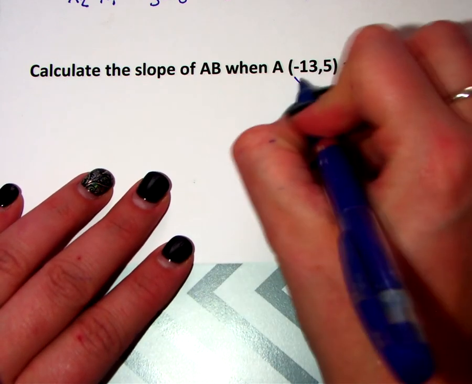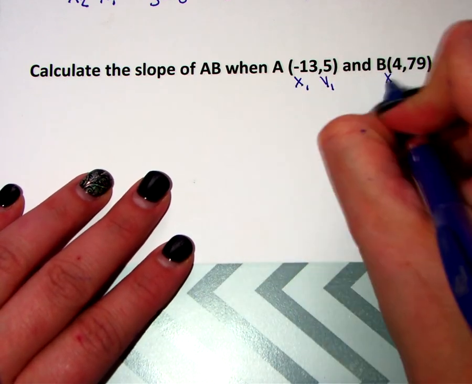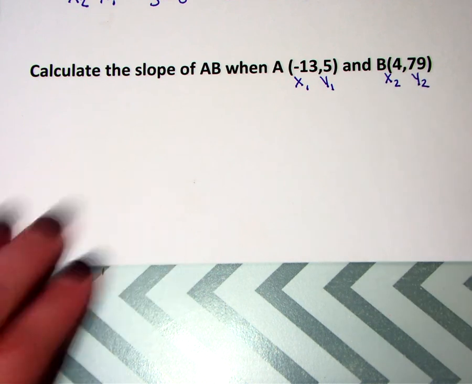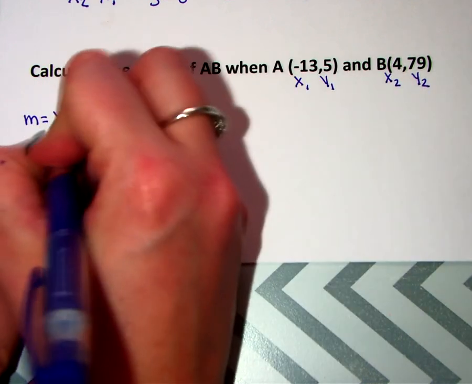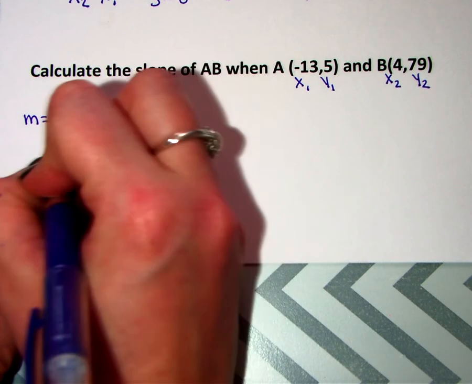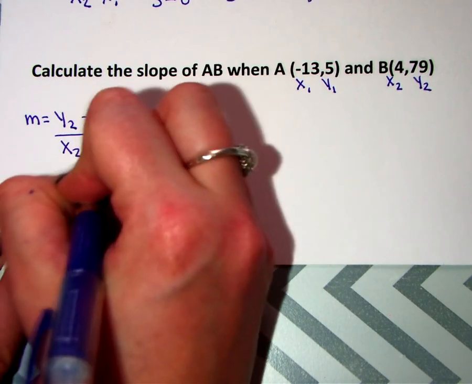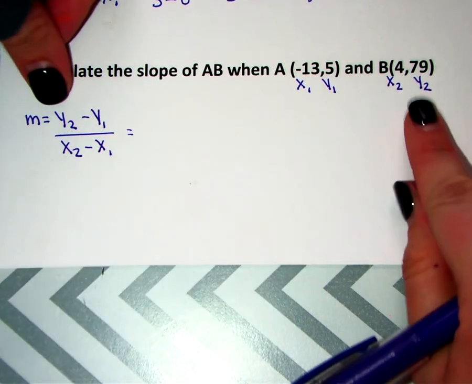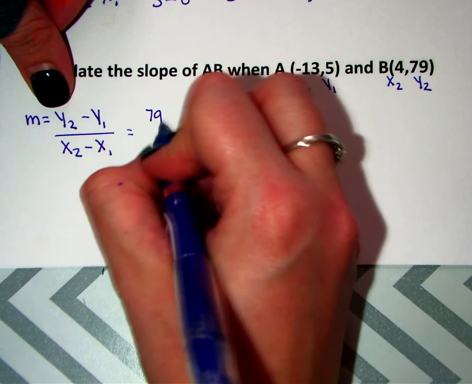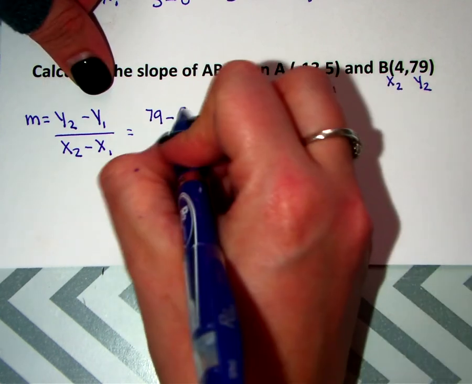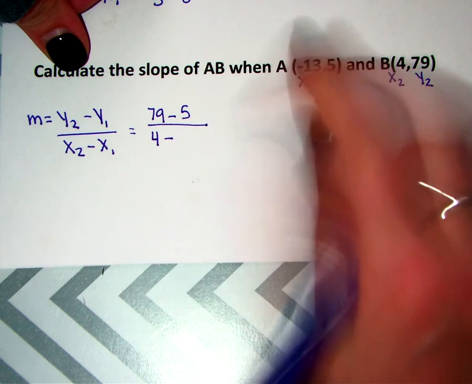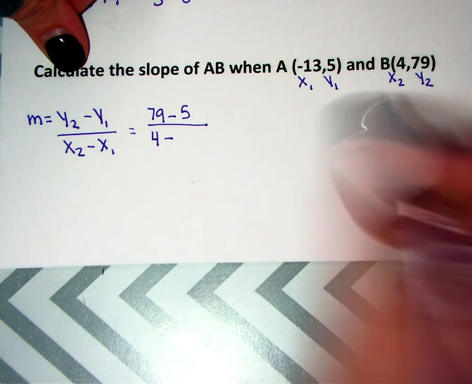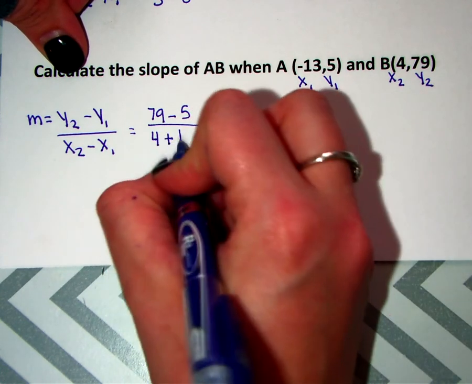So x1, y1, x2, y2. Again, I'm going to write my formula down because good mathematicians write their formulas, and you are definitely a good mathematician. So y2 is 79 minus y1 is 5 over x2 is 4 minus x1 is negative 13. So minus a negative makes it plus.